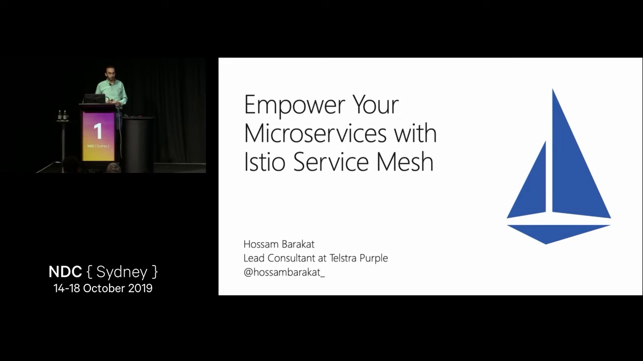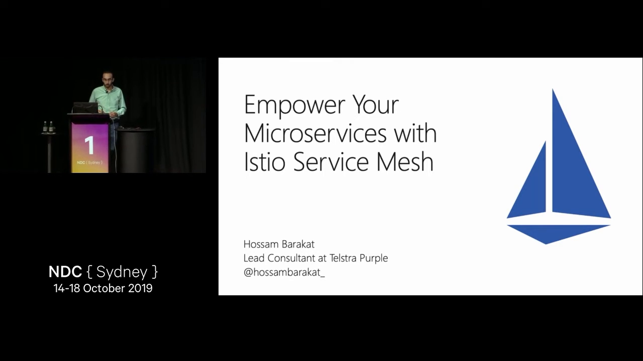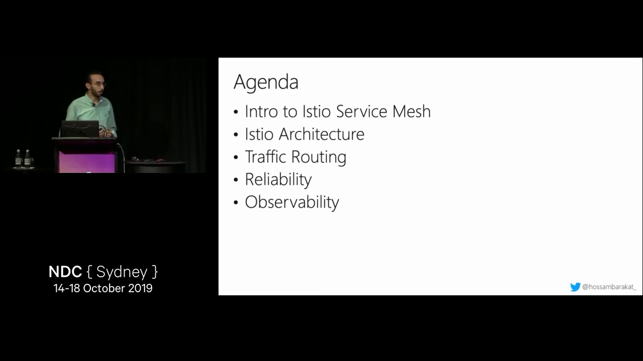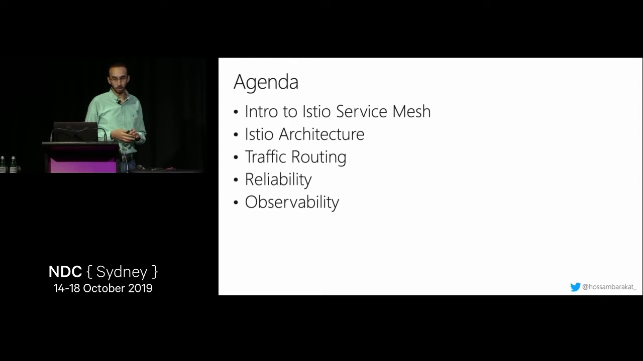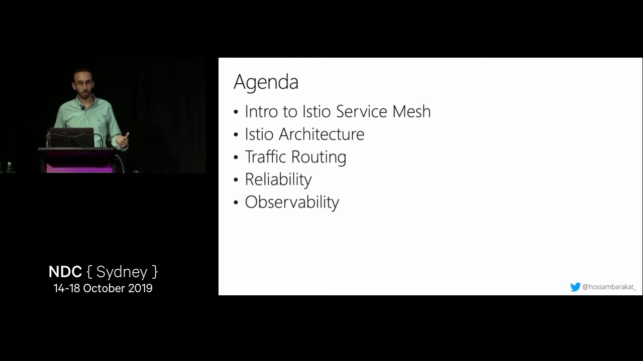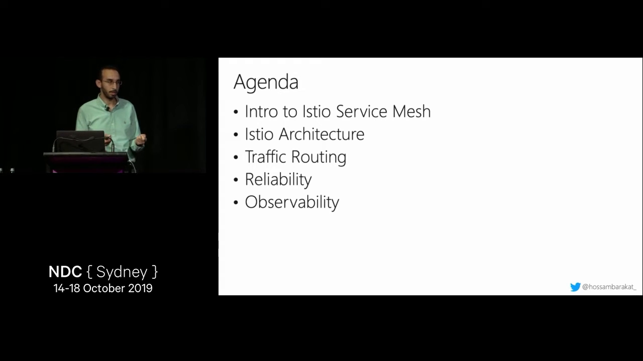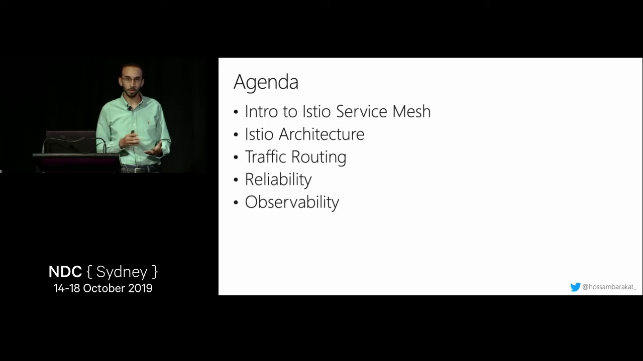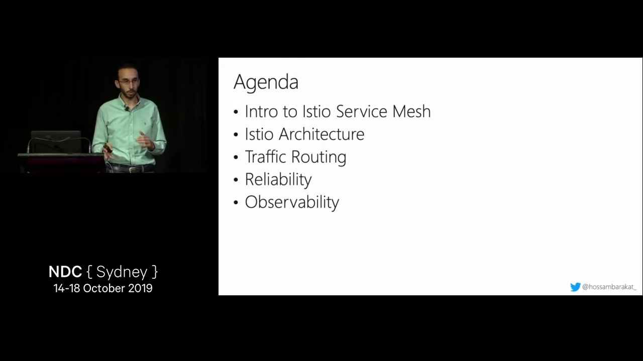Today, we're going to talk about microservices and how we would empower microservices using Istio Service Mesh. My agenda for today is to talk about what is service mesh in general, and then we'll spend the rest of the talk focusing on Istio. So we will dig into what the Istio main building blocks and its architecture are. After that, we will spend the rest of the talk showing you how we would leverage the Istio capabilities for traffic routing, reliability, and observability and apply them on a real-world microservices application.